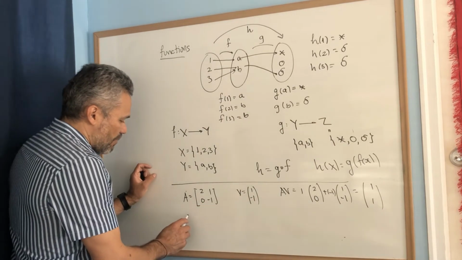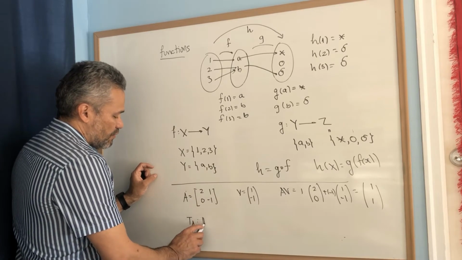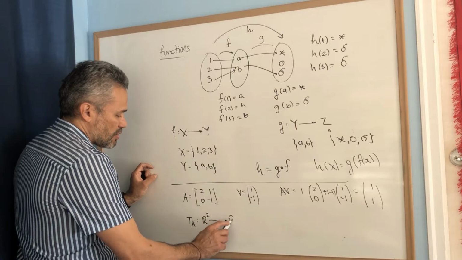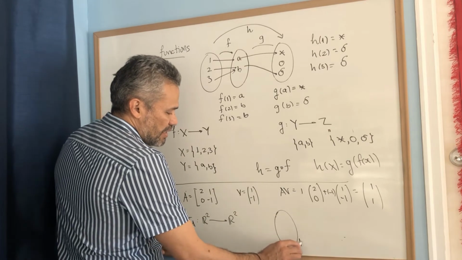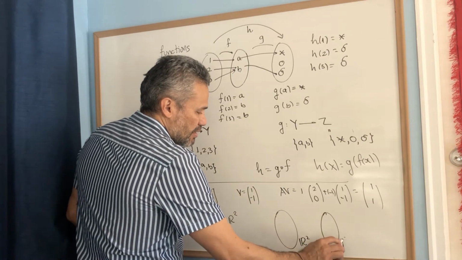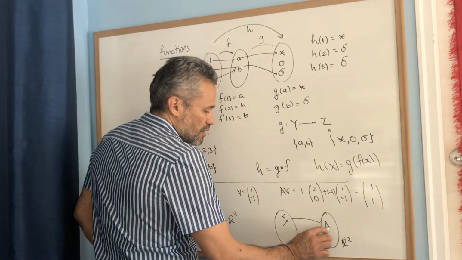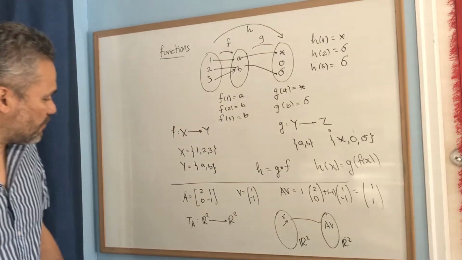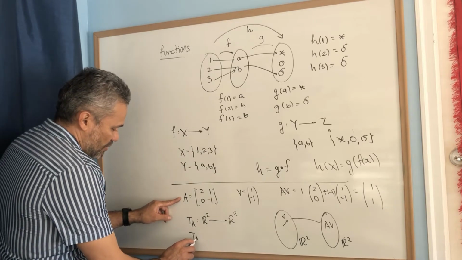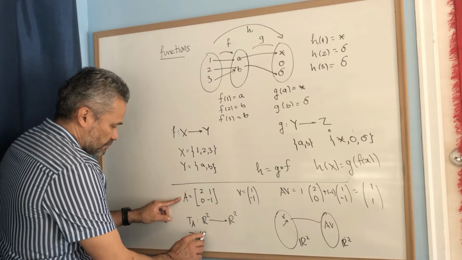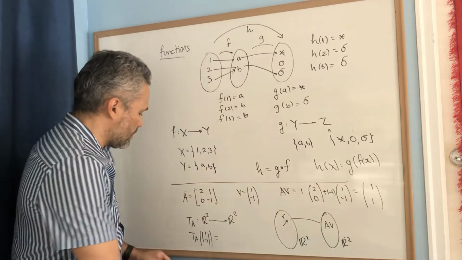Notice that we can think about a function. I'm going to call it T of A. This function goes from R2 into R2. Let's suppose that this is my R2, and this is my R2. This function takes any vector here and sends it to A times v. In particular, for this particular example, T of A of this vector, 1, negative 1, goes to 1, 1.